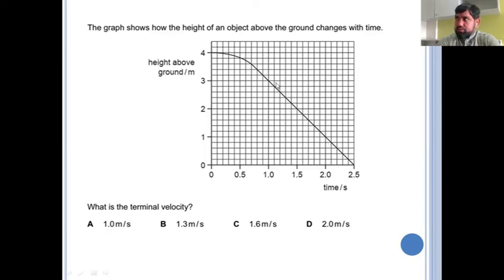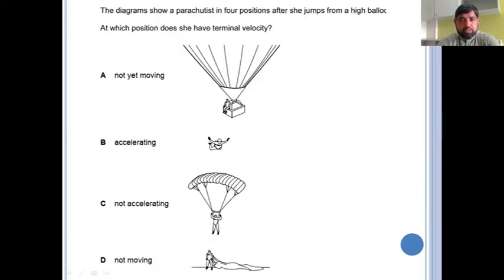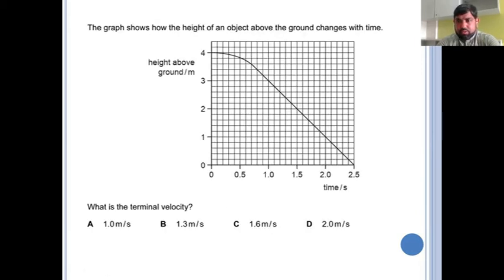Now you'll be confused about the negative gradient of this graph. Basically, it is height above the ground and time. So height above the ground is decreasing, the object is falling down. So that inclined straight line is giving us the terminal velocity. So we can find out the answer. What is the terminal velocity? We can have a reading here from 1 to 2 or 1 to 2.5.